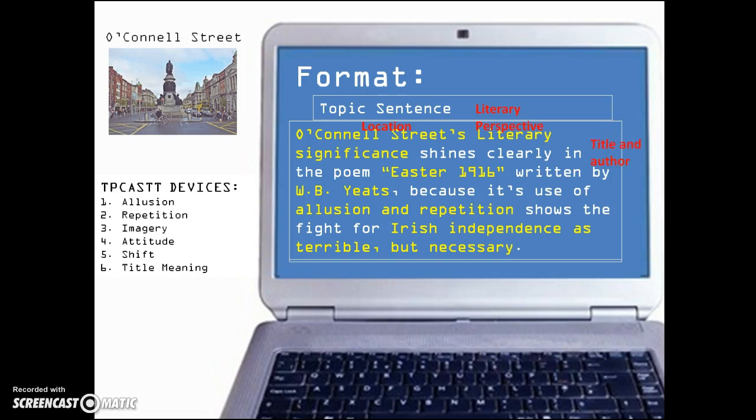I also make sure to name the title and the author of the poem. I name the two devices that I'm going to discuss, and I explain the purpose of the poem. Now pause and go ahead and write your topic sentence using the one in front of you as a guide.